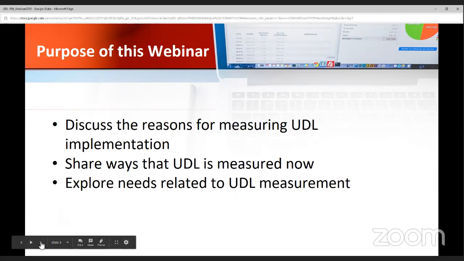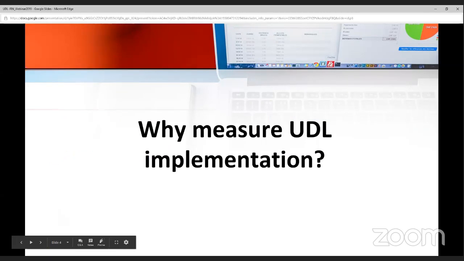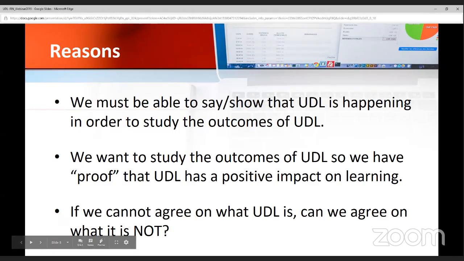So why do we even care, and why do we even talk about measuring UDL implementation? Well, as UDL becomes more and more popular, people in different roles are really starting to crave the data on the effectiveness of UDL.